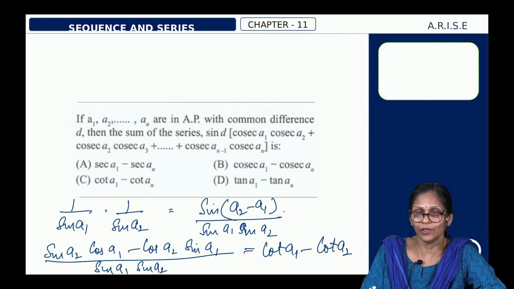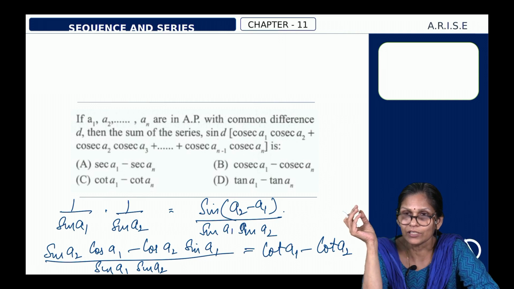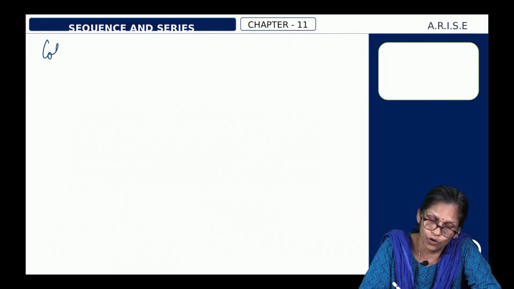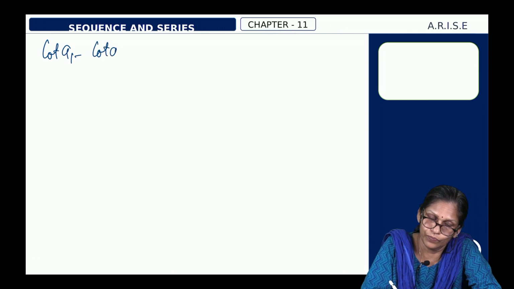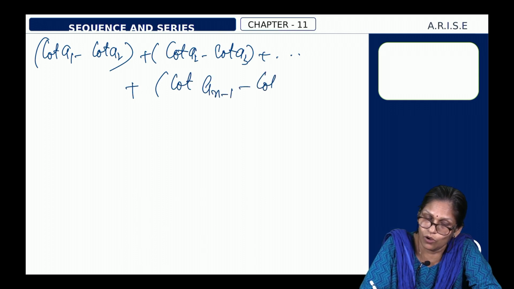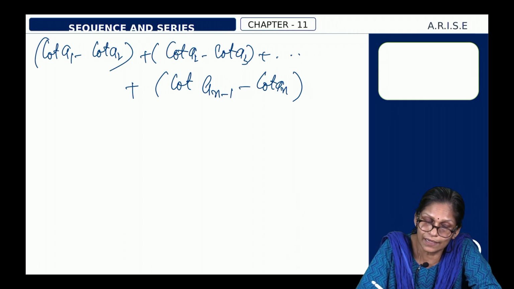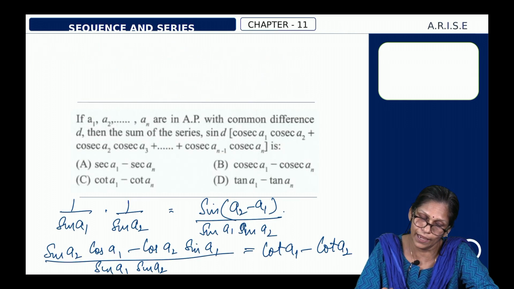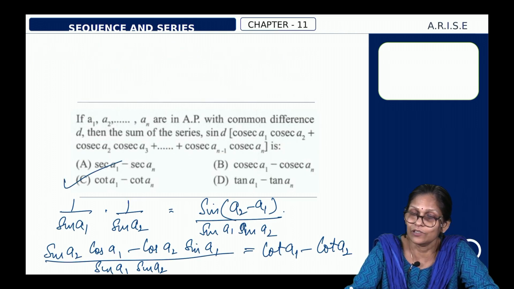Now, in the same way you can predict the next term, which is cot A2 minus cot A3. So, cot A1 minus cot A2. Next is cot A2 minus cot A3. Similarly, all the terms, last term would be cot of A(n-1) minus cot An. Look at the terms that cancel. These two will cancel, these two will cancel, these two are going to cancel. You are just left with cot A1 minus cot An. Option C is your answer.